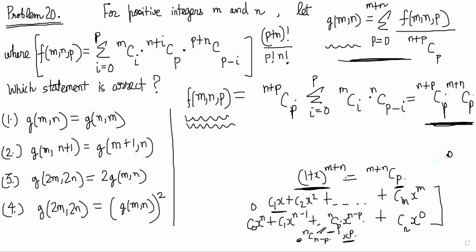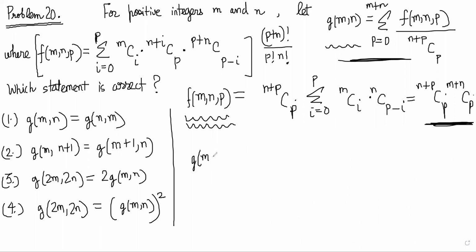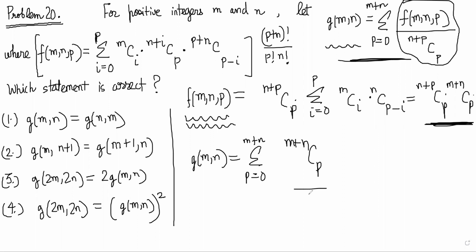So when you divide the (n plus p)Cp, you will end up with only (m plus n)Cp on top, and nothing else is there. And g of mn was the summation from p goes from 0 to m plus n. g of mn was basically summation p goes from 0 to m plus n. And if you realize this expression becomes basically (m plus n)Cp. And that is the sum of all the coefficients, all the combinatorial coefficients of the expansion of (1 plus x) power m plus n. That will be 2 power m plus n. That gives you the function g of mn.